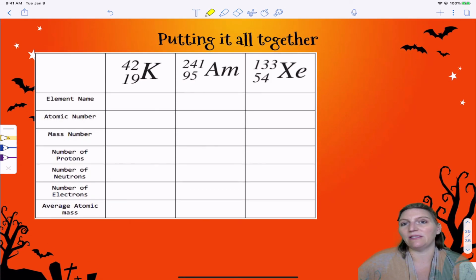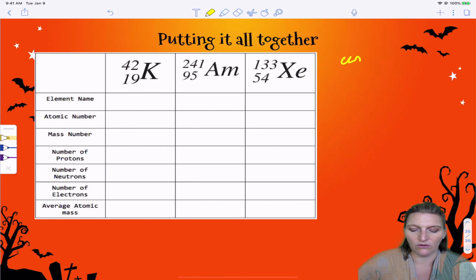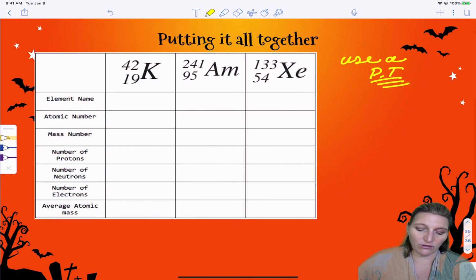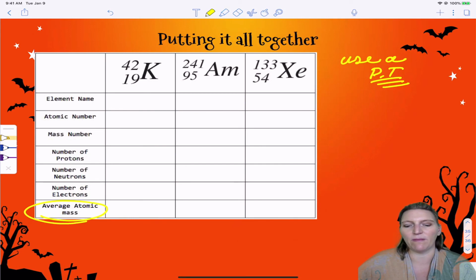The last page of this, because we're at the end of the chapter, is really summarizing the whole chapter. There are 3 different isotope notations of 3 different isotopes of potassium, americium, and xenon. And you will definitely need to use a periodic table for some of this information. I want you to fill out the element name, the atomic number, the mass number, the number of protons, number of neutrons, number of electrons, and average atomic mass, which you're going to need to find from the periodic table. We'll check this when we're in class next time.